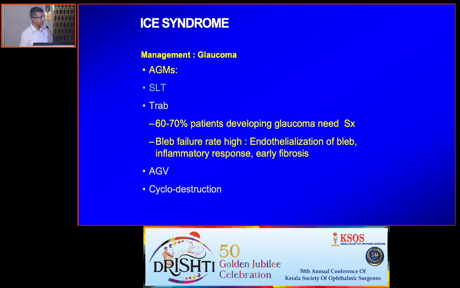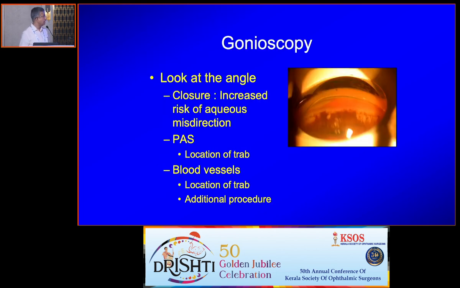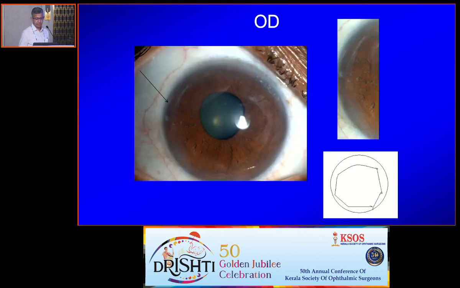There are a few caveats when it comes to whether you're going to do a TRAB or an AGV, and we'll look at a few cases for that. It is very, very important to do the gonioscopy before you decide on a surgical procedure, because where the synechiae are will make a lot of difference in your surgical decisions.